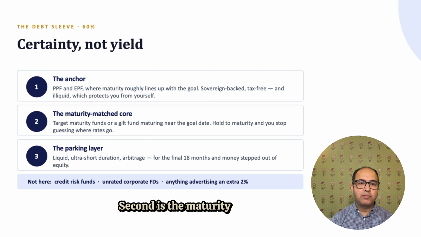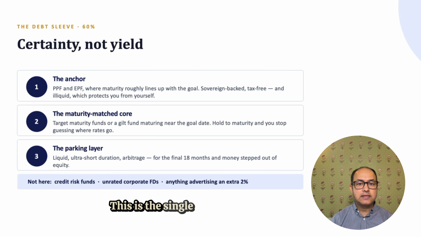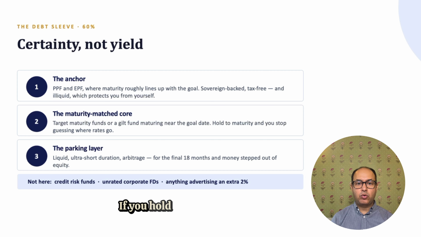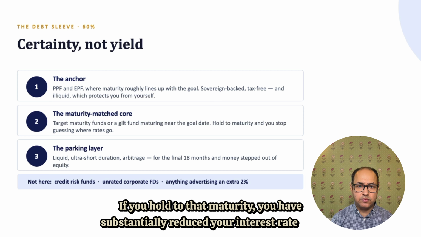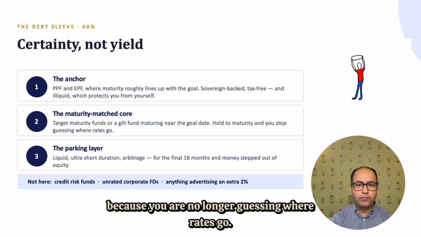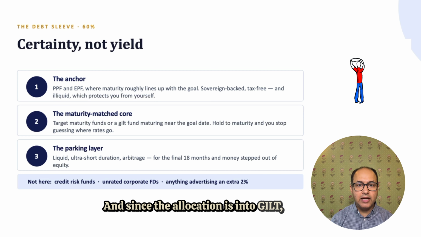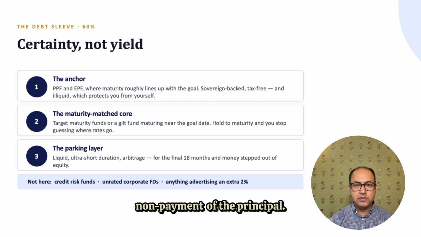Second is the maturity matched core. Target maturity funds or gilt funds whose maturity date sits close to your goal date. This is the single most underused idea in Indian retail investing. If you hold to that maturity, you have substantially reduced your interest rate risk because you're no longer guessing where rates go. You're holding on to the end point. And since the allocation is into gilts, you pretty much do not have the risk of non-payment of the principal.